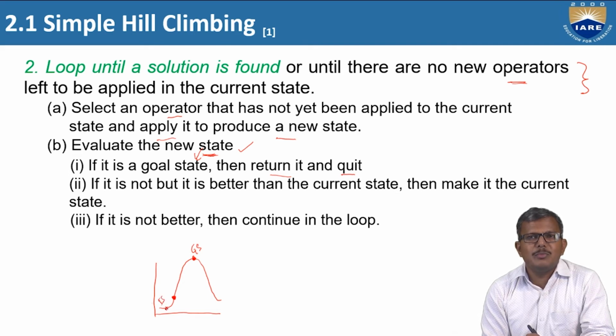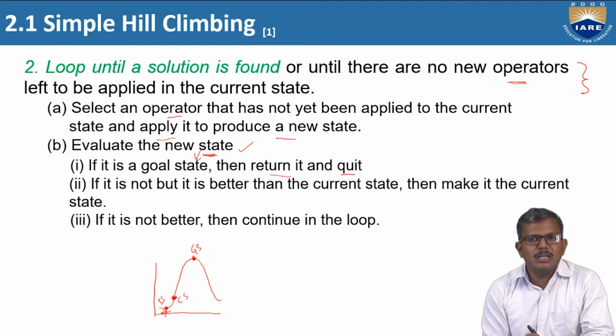Once you applied the operator, you have got a new state. So what you have to do? You need to compare this one with the goal state. As we know, this is not our goal state. But when you compare with the initial state, this is a better one. Why is it better? Because it is very near to the goal state. Means the newly generated state is better than the current state. So now you need to ignore this one and consider this one as the current state.